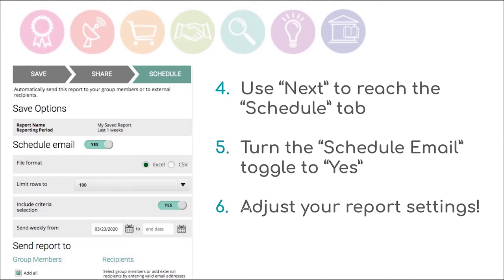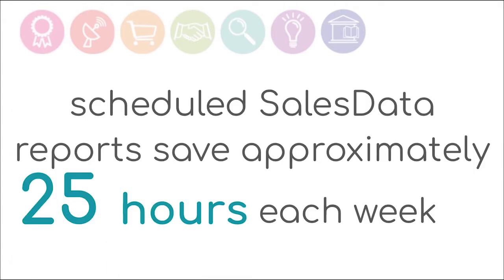On the Schedule tab, you should turn the Schedule Email toggle from No to Yes, and then you should adjust your report settings as you need them. You can choose your file type between Excel and CSV. You can change the number of rows, which is in most reports the number of titles that are being returned to you. And you can adjust your recipients as well. Aside from sending the report just to yourself, you can also email the report to some of your colleagues. This is really easy automated reporting, and it comes right to your inbox and can be a huge time saver.